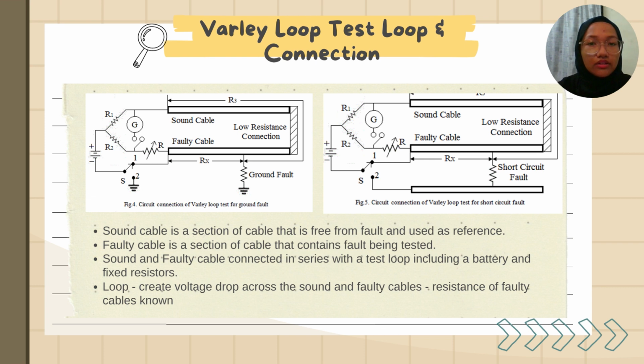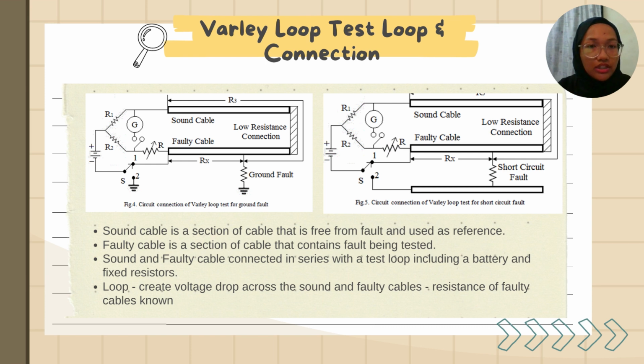So in the Varley loop test loop and connection, there are two types of cable used, which are the sound cable and also the faulty cable. The sound cable is a section of cable that is free from fault and it is used as a reference. And the faulty cable is a section of cable that contains the fault that we want to test.